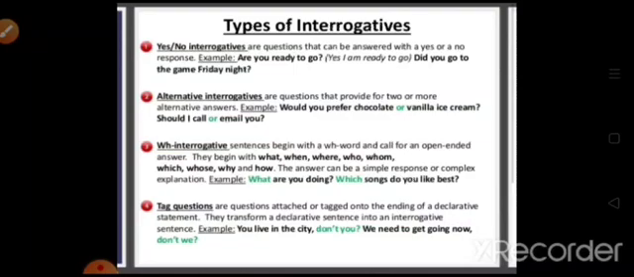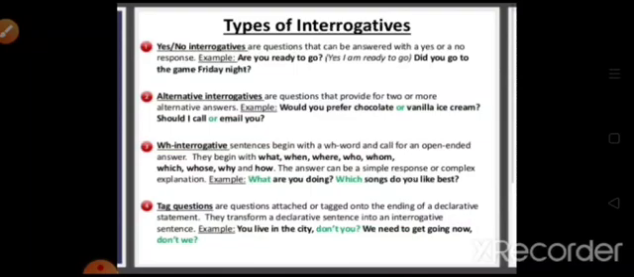They begin with what, when, where, who, whom, which, whose, why and how. The answer can be a simple response or a complex explanation. For example, what are you doing? Which songs do you like the best? And where are you going? These are the WH words from which we can make these types of interrogative sentences.